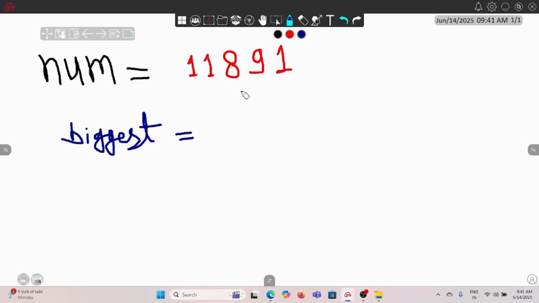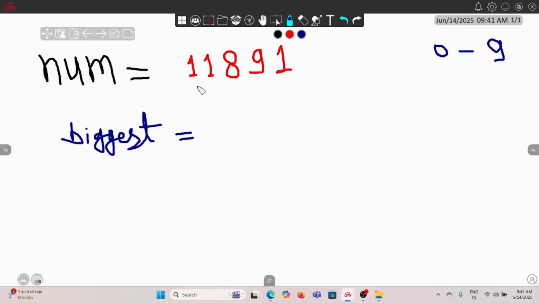Let's say we are given this num. So what we have to do is replace one of the digits here with any digit between 0 to 9, right? We have 0 to 9 possibility, which is 10. So we have to choose one of them, so that if we replace all its occurrence with any digit from 0 to 9, it will give us the biggest.